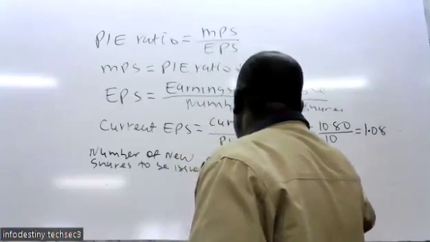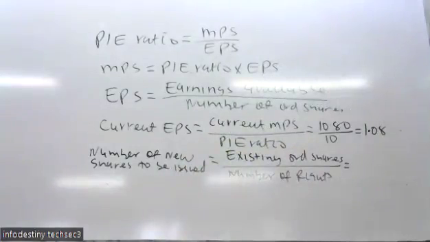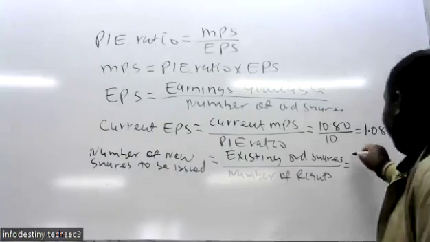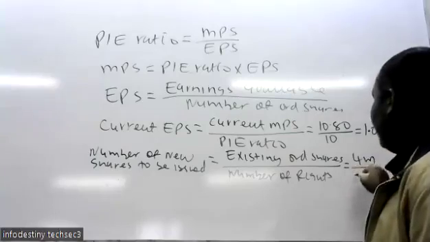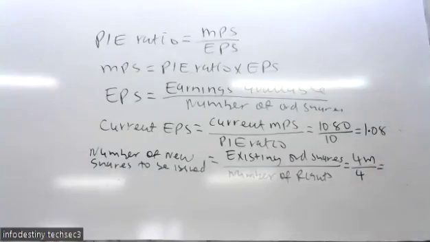Existing number of the ordinary shares, you can see in the question, there are 4 million. The company has 4 million shares in issue. So you take the 4 million, divide by the number of the rights, which is 4. So this will give us 1 million.